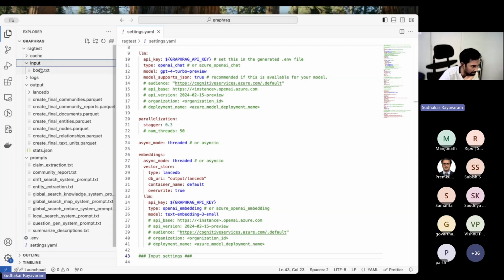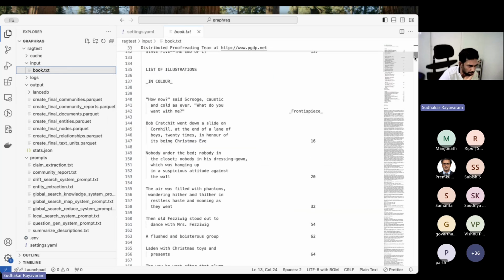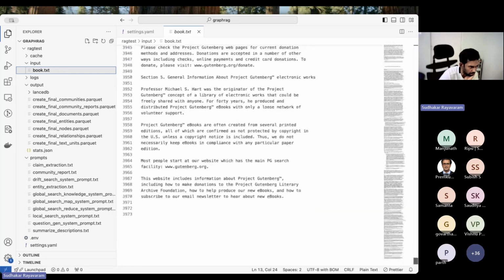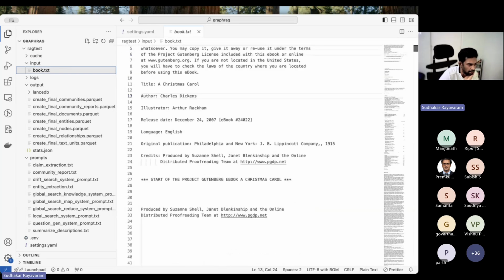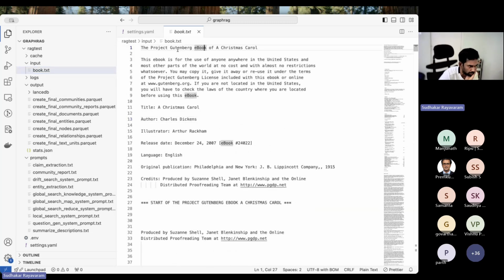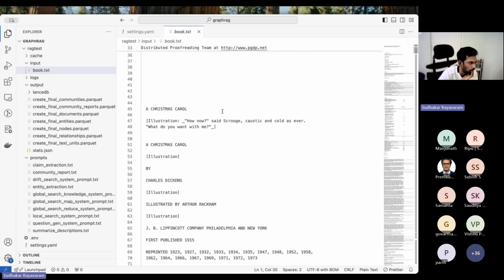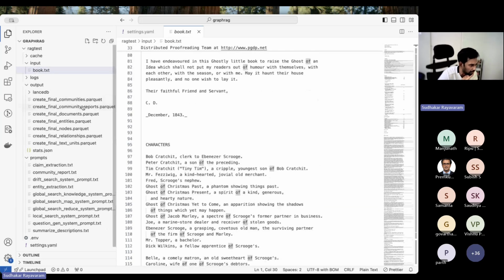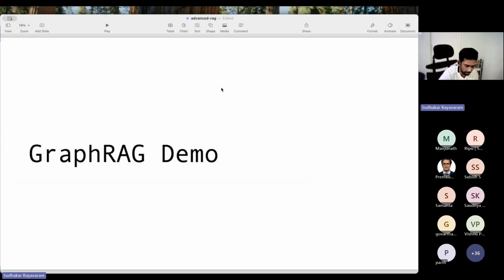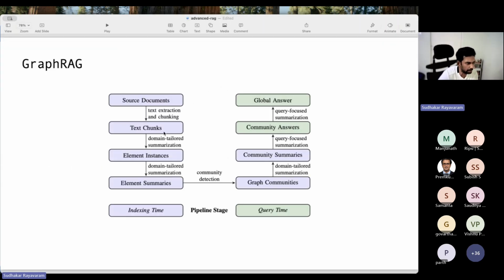The input is one book that they've taken. This is a huge document, around 4,000 lines, and it's an open ebook from Project Gutenberg. This is A Christmas Carol by Charles Dickens, and they are running it through the whole pipeline that I showed you. They're chunking it, creating instances, doing the community detection, all of that.